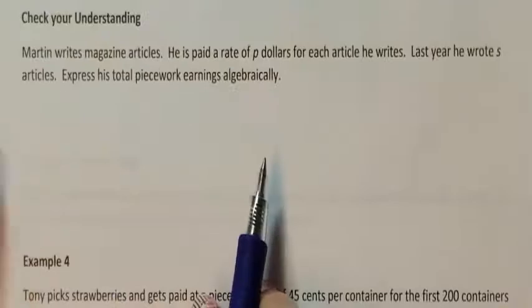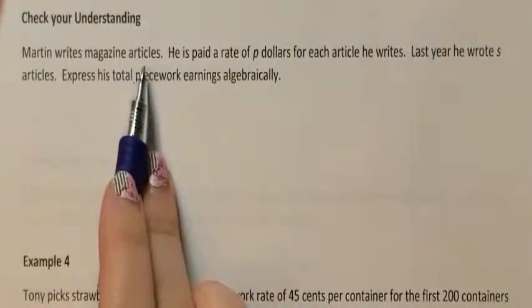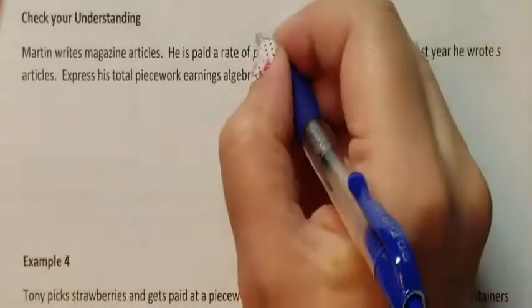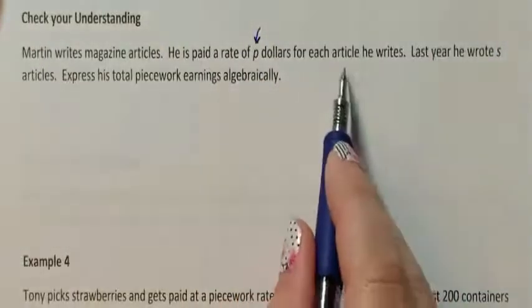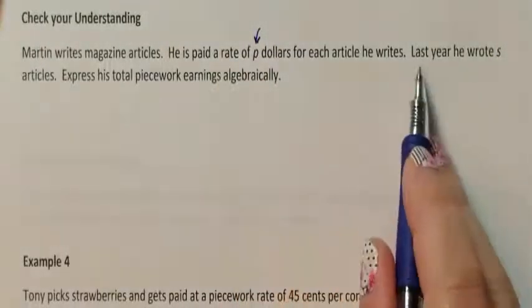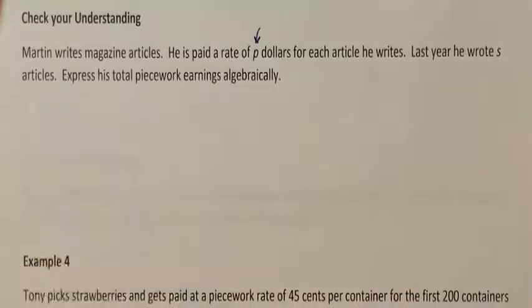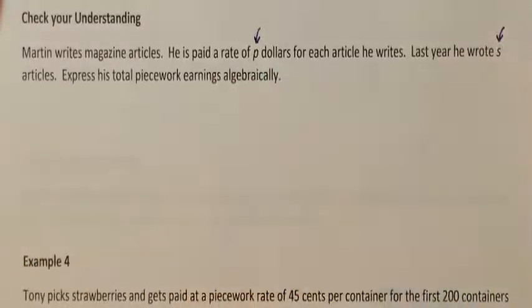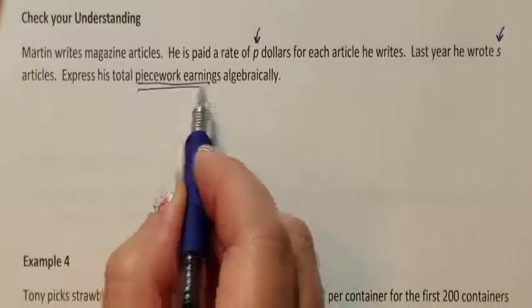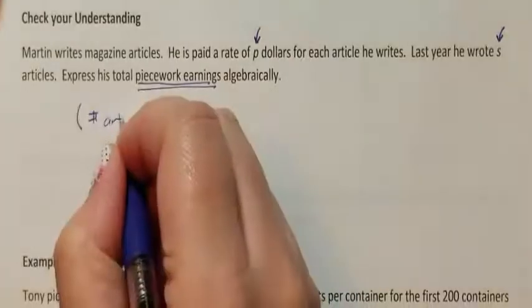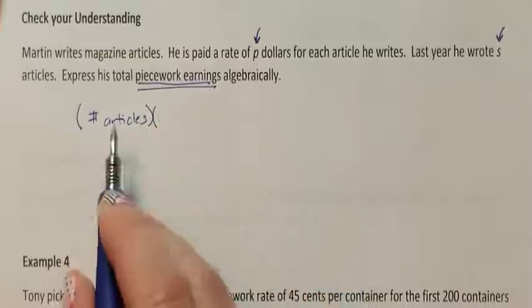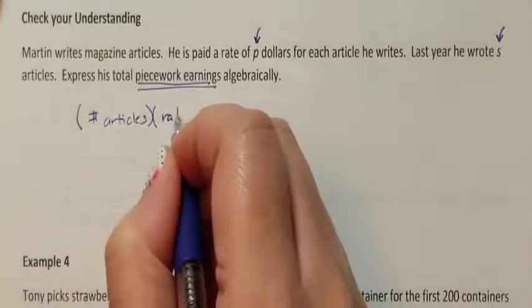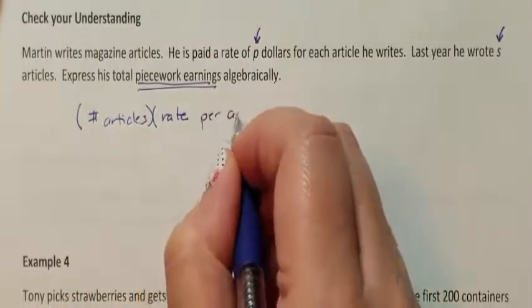Let's go ahead and check your understanding. Martin writes magazine articles. He is paid a rate of P dollars for each article that he writes. Last year he wrote S articles. So for every single one of the S articles, he made P dollars. What is his piecework earnings? How many articles did he write? And for every single one of those articles, he made a certain rate.